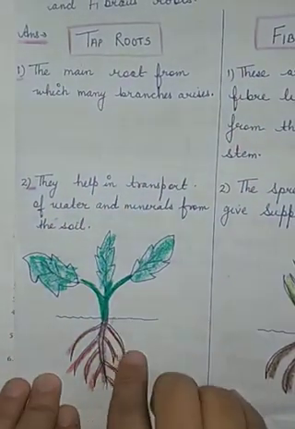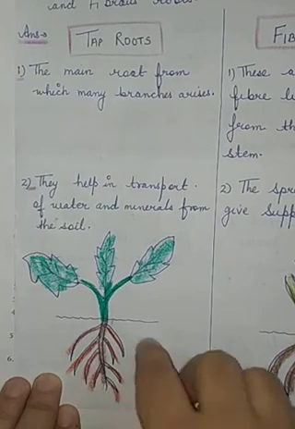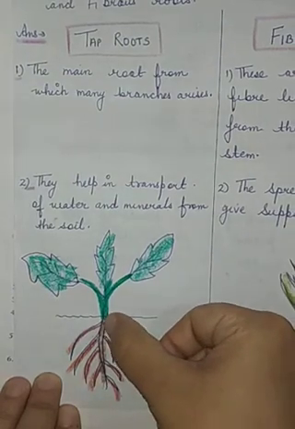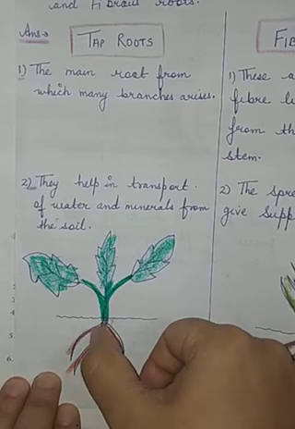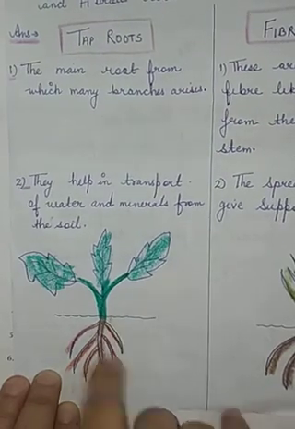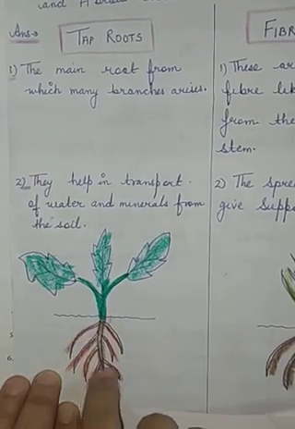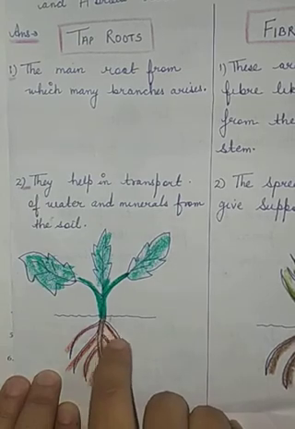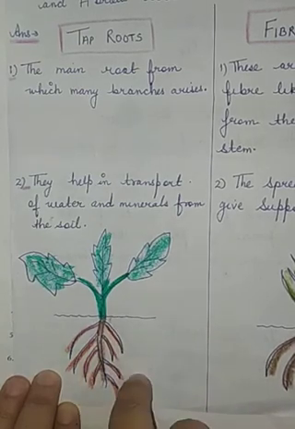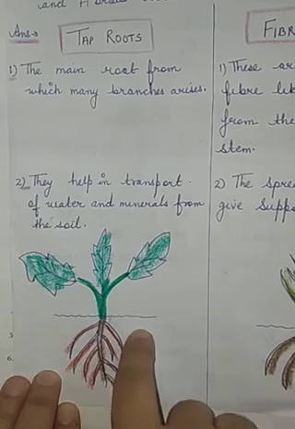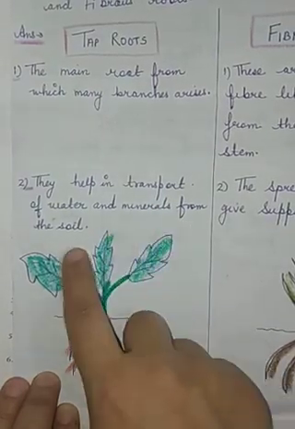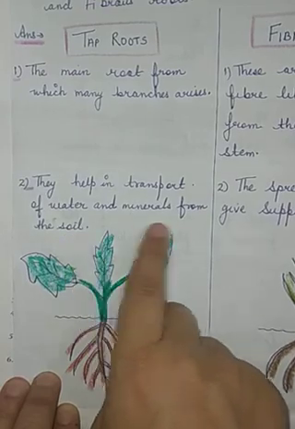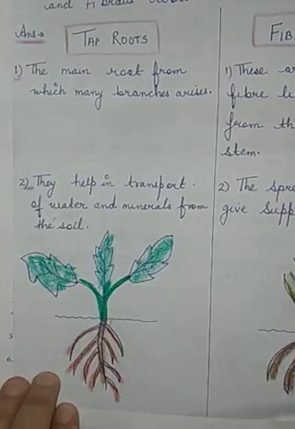So this is the taproot, this brown structure. And what is the main root? This one is the main root, which is known as taproot, and from this taproot many small branches of roots arise. So this is known as taproot, and it also helps in transport of water and minerals, and this we all know, that transport of water and minerals is the function of root.